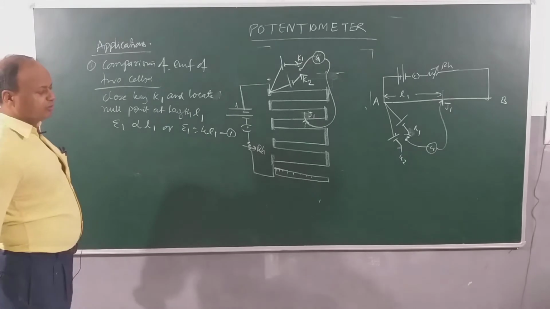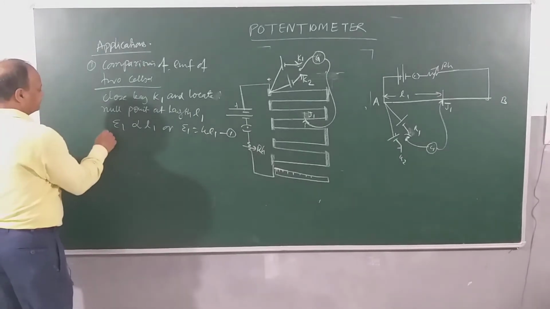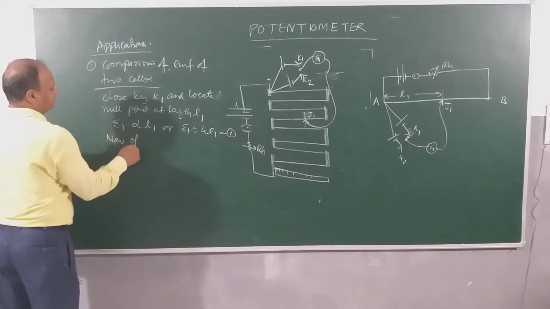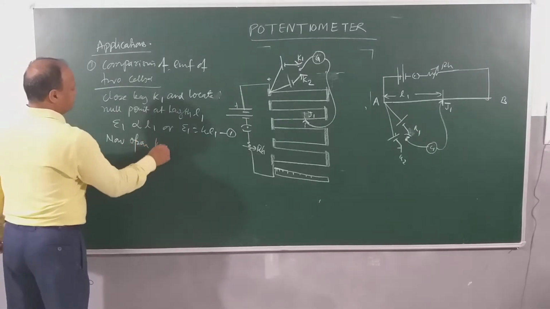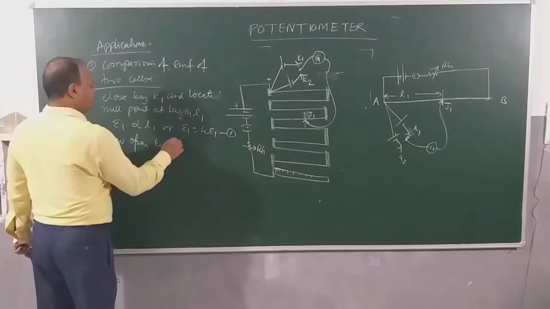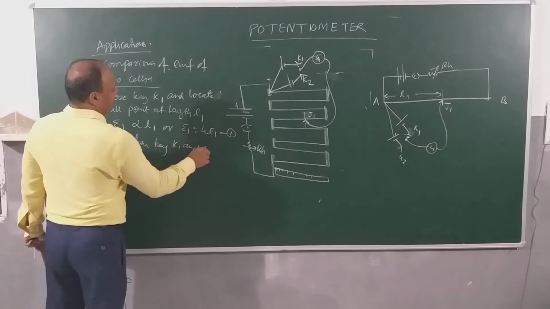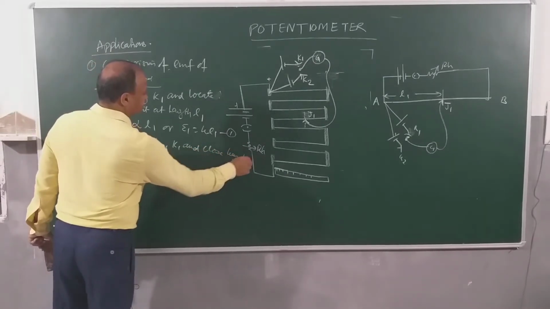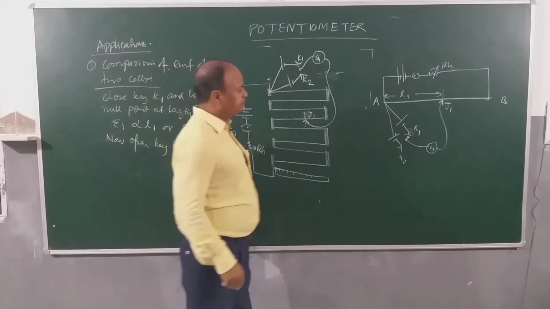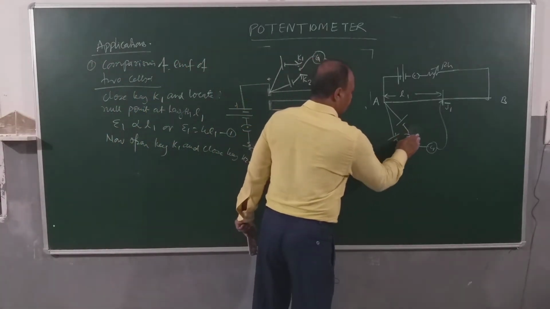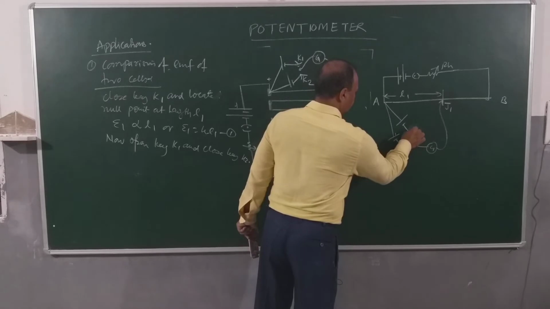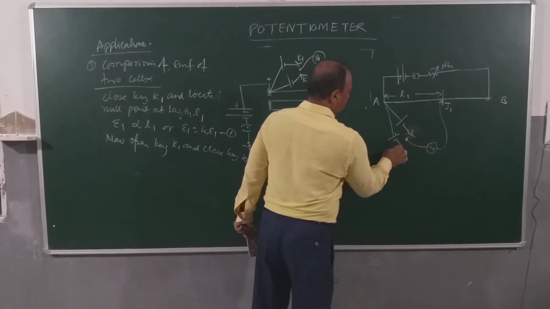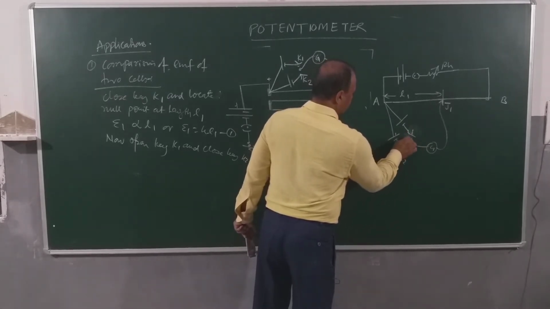Now next what we will do is, now open key K1 and close key K2. Now children, what will I do now? I will open this key K1. This is open now and this is closed. This key is now closed here.